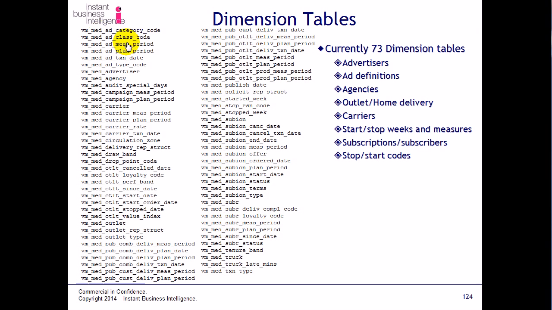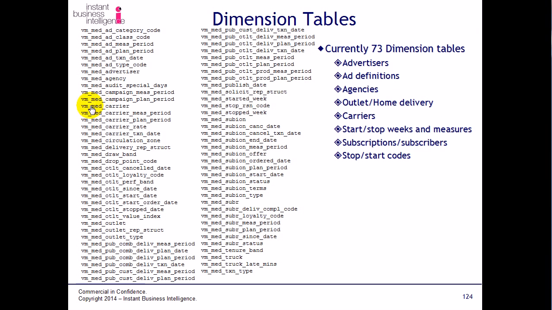So media ad category code, ad classification code or ad class code, ad type code, the advertiser itself, the media agency, the audit special days. So if you're providing audit numbers for a newspaper back to some central group to claim your advertising circulation, there may be special days where you want to mark those days on the calendar as special audit days.